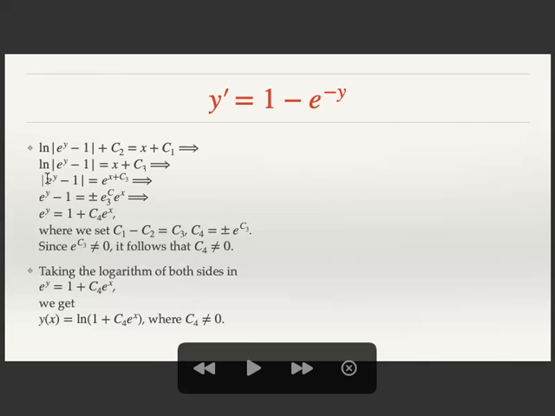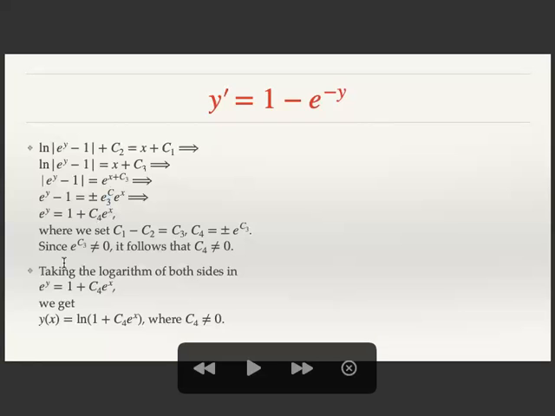Then we get rid of the absolute value, and we have e to the y minus 1 is equal to plus or minus e to the power c3. And I don't know why there are so many typos, I think. Probably this is not the right version of this file. So this is plus or minus e to the power c3. It's not e c3, it's e to the power c3, times e to the x. So this means that e to the y is 1 plus, and then I replace plus or minus e to the c3 by c4 times e to the x.